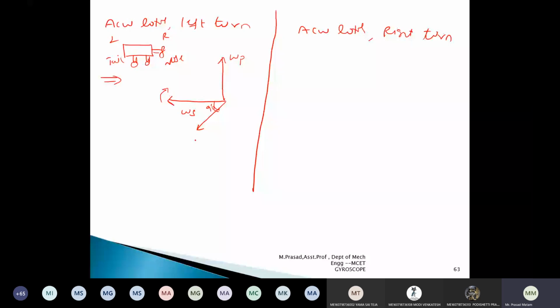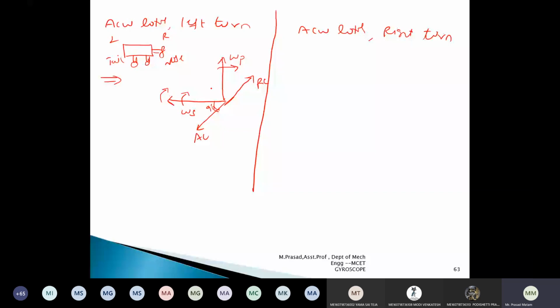AC is the active couple. Where I get the active couple, exactly extend the active couple backside. That gives your reactive couple. So this is the motion, moving in negative x-axis. This one has to move in positive y-axis.